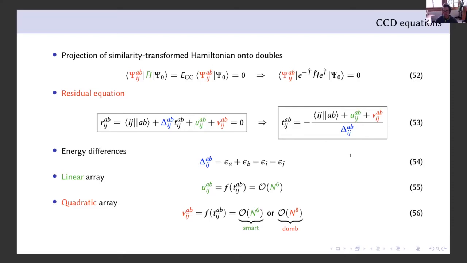So the only quantities I need to compute, since this one is easy and this one is easy, are the linear array U and the quadratic array V. Is that clear for everyone? Okay.